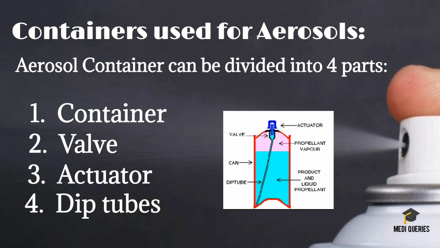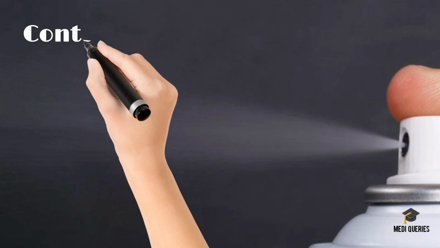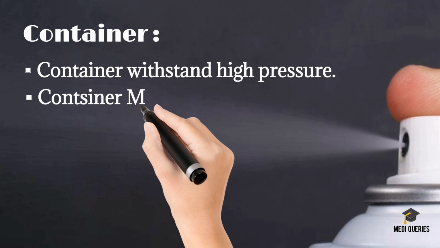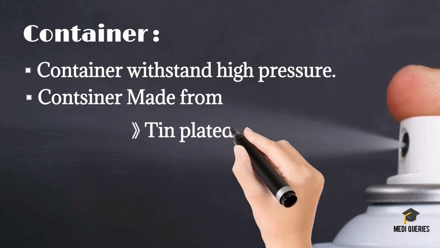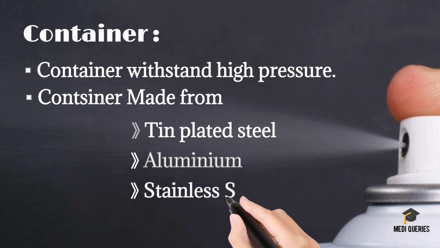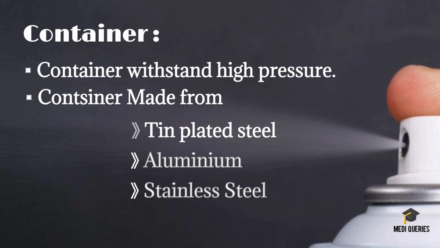We'll see them one by one. First one is the container. In pharmaceutical aerosol packing, the containers are made from metals such as tin plated steel, aluminum, stainless steel, glass and plastic. These containers can withstand high pressure. As a result, we prefer this type of materials for the manufacturing of the containers for the aerosols.